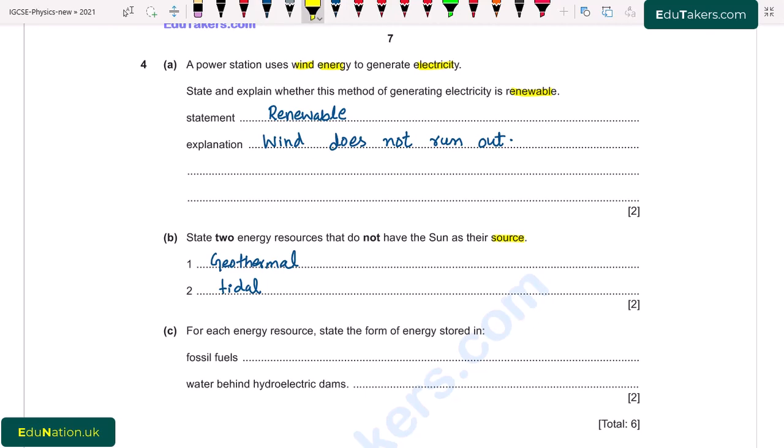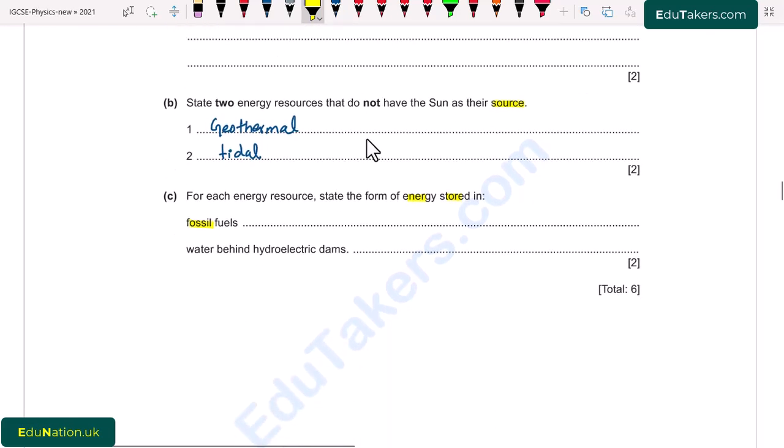Part C. For each energy resource, state the form of energy stored in fossil fuels and water behind hydroelectric dams. So here we have to tell which kind of energy is stored in fossil fuel. So in the fossil fuel, energy is stored in the form of chemical energy.